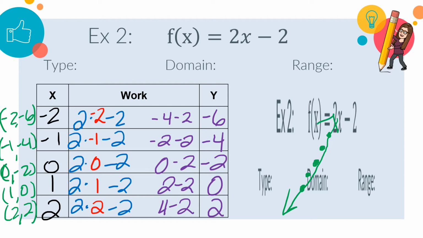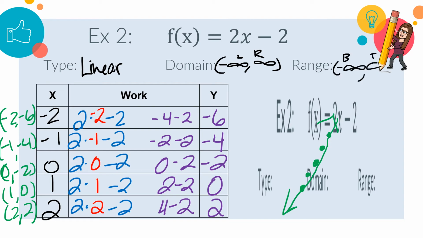All right, my type, still linear. If it's a diagonal line, it goes forever left, forever right, and it goes forever down, and it goes forever up, bottom to top.